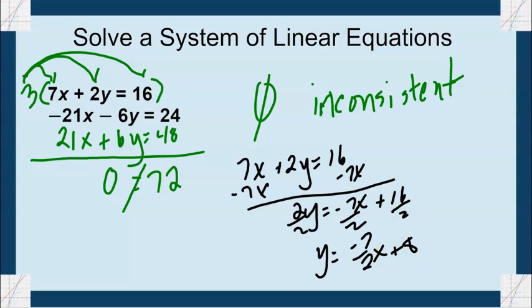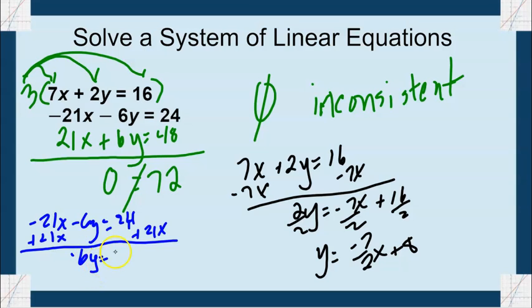And if I did the other one, so negative 21x minus 6y equals 24, I added 21x to both sides, you would get negative 6y equals 21x plus 24. Divide by negative 6. I would have y equaling a negative 7/2 x plus 4. The slopes are the same. So because the slopes are the same and the y-intercepts are different, I know the lines are parallel, it means they never cross, and I would have no solution.